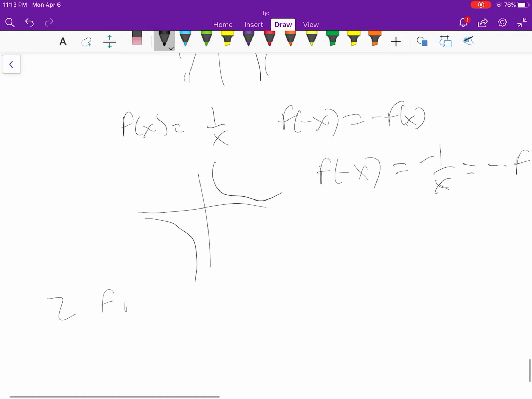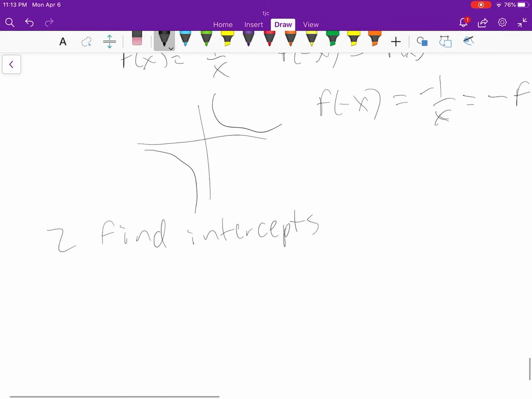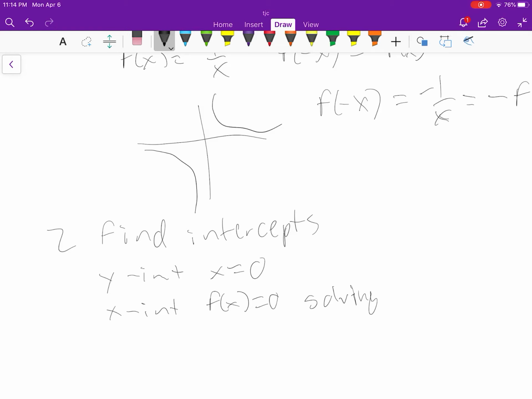The next thing they have you do is find all the intercepts. Well, how do you find the intercepts? You find the y-intercept by setting x equal to 0 and solving. You find the x-intercepts by setting f of x equal to 0 and solving. Okay. Well, this is only useful if you're interested in the intercepts. It just gives you some extra points, and you need points.